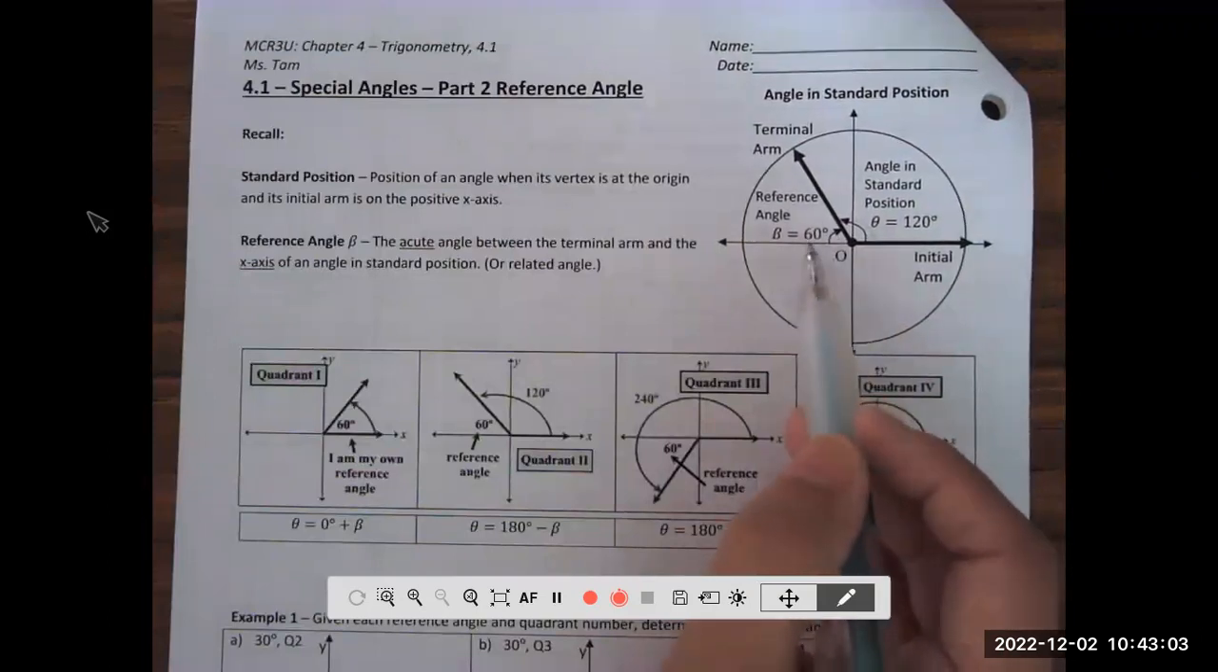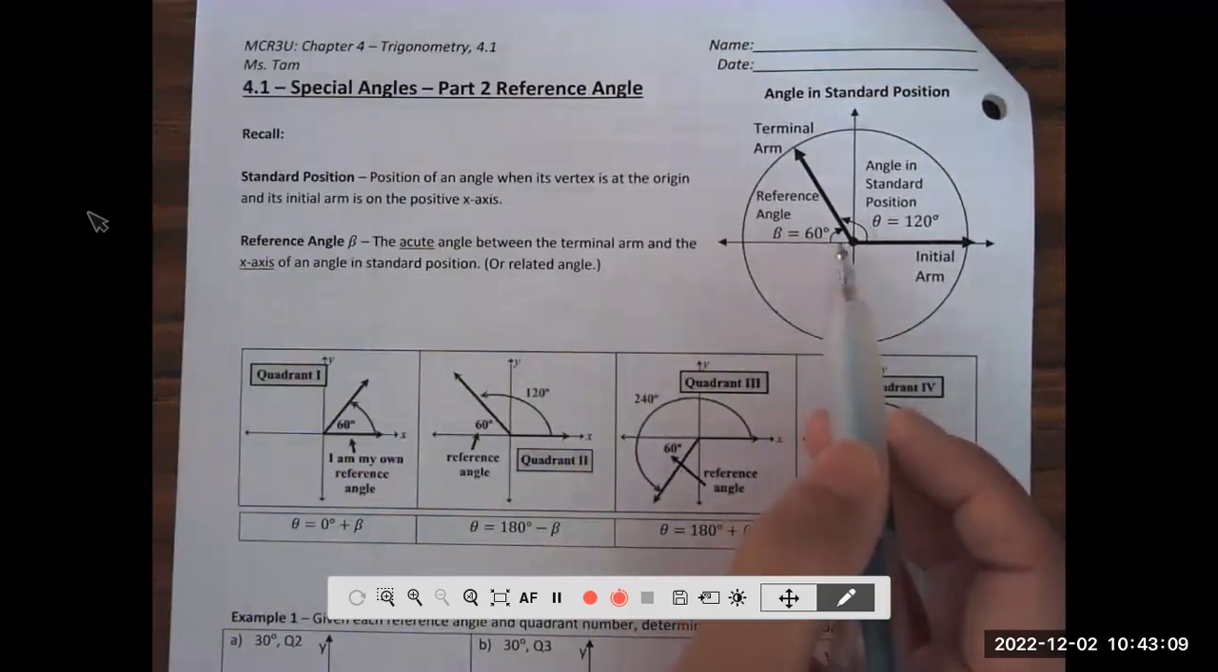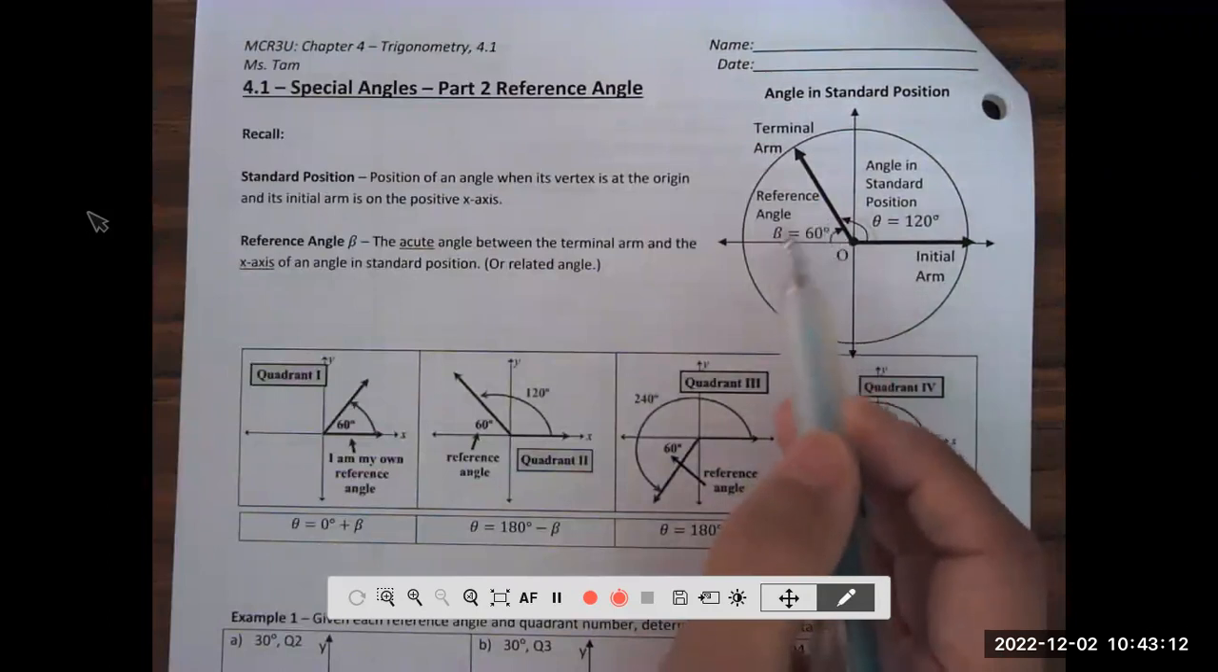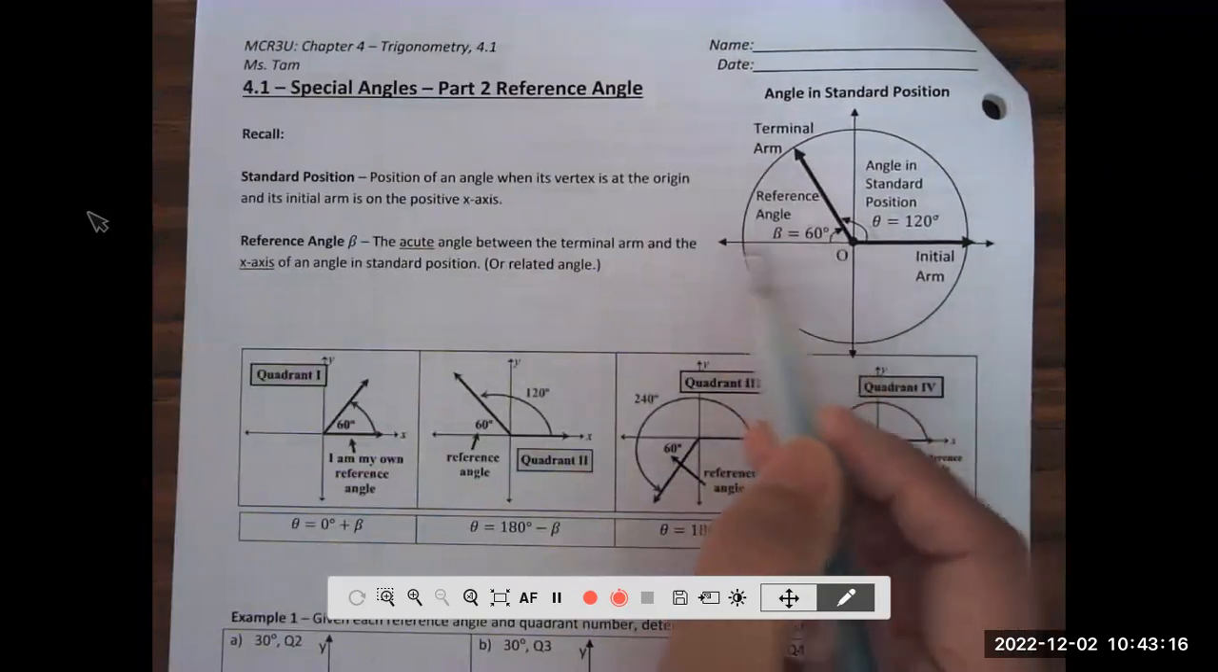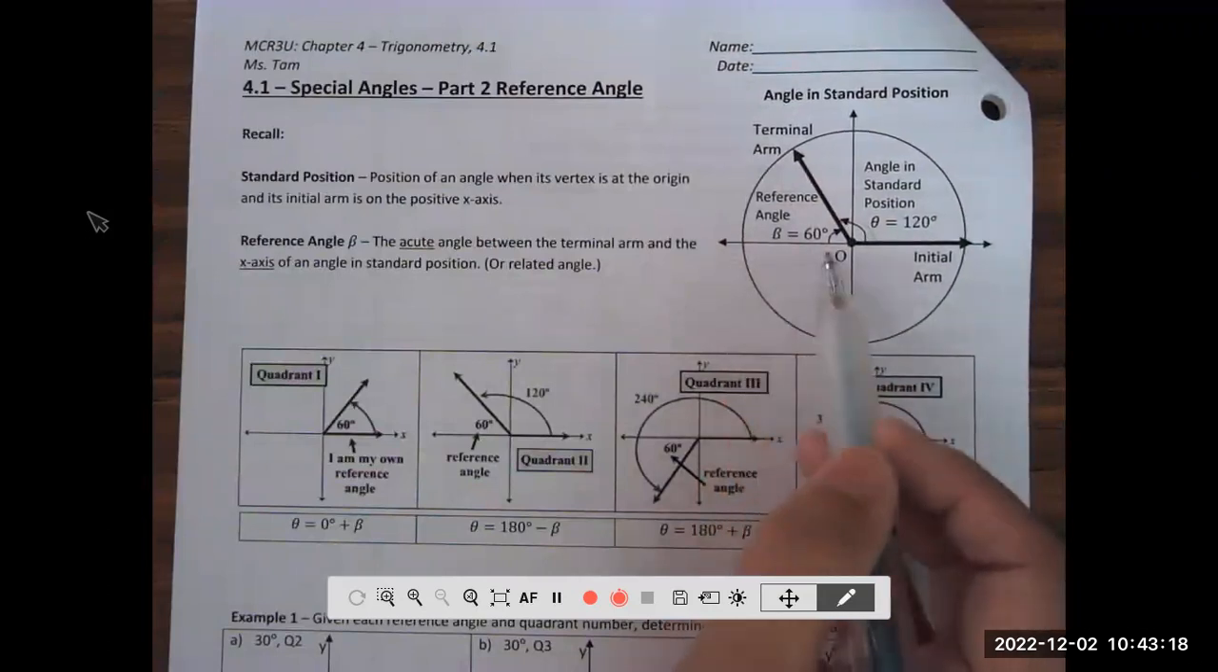Okay, so next year your teacher might not call it the beta angle. I call it the beta angle just because I feel like it helps me remember that it is the little reference angle that brings our terminal arm down to the x-axis.